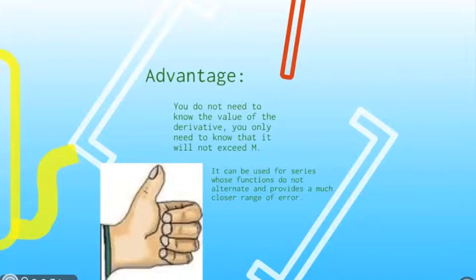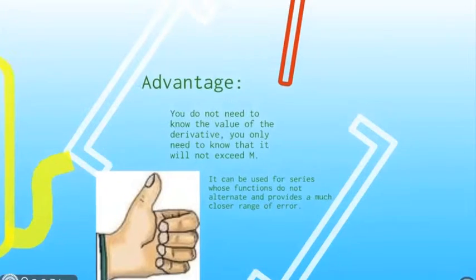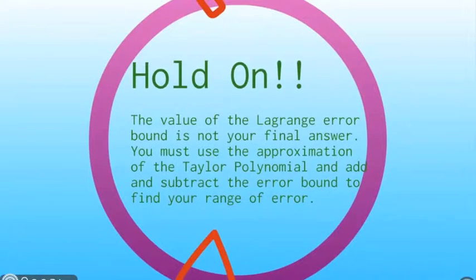Lagrange error bound is easy to use because the next omitted term does not need to be found, so you do not have to take another derivative in order to extend your Taylor polynomial. The purpose of using Lagrange error bound is to eventually define a small range of numbers that contains the actual value of the function.